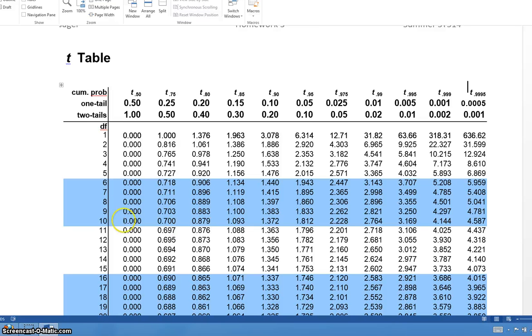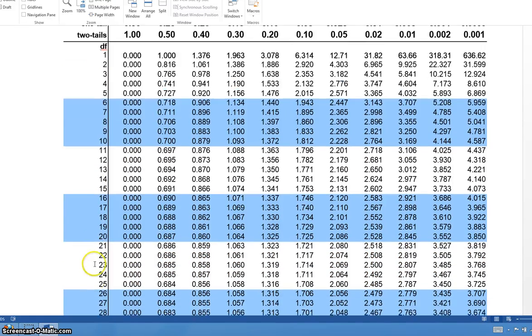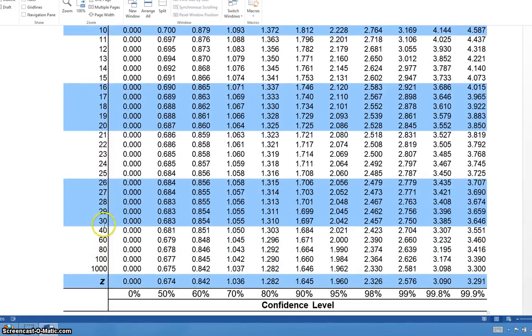But before I do that, I need to come down this column here and look for my degrees of freedom. Okay, I have 40 degrees of freedom. Great. And then I scroll across and try to find where my test statistic is falling. Oh, there it is. 2.021, 2.423. My absolute value falls between these two values. 2.20 falls in between these.